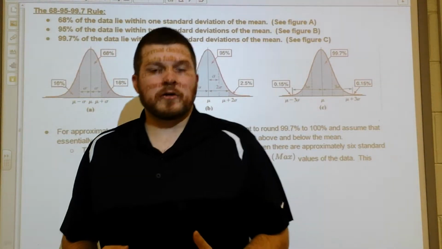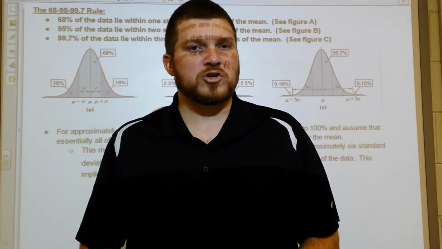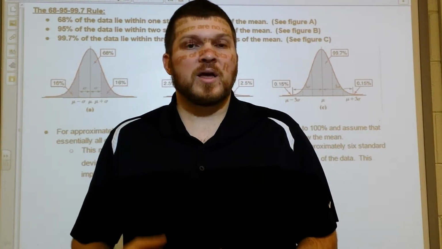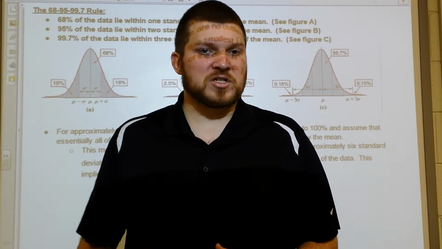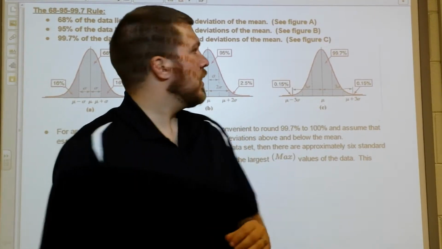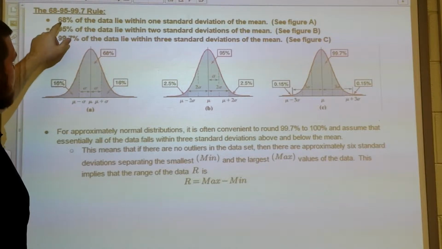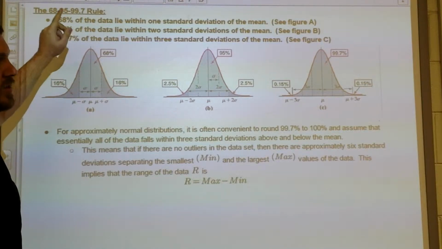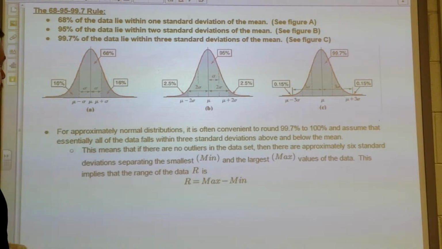Alright, so in this video we're introducing some new rules that are true for every normal distribution, even approximately normal data. It's the 68, 95, 99.7% rule. Very important rule, make sure you know it. Essentially what this rule tells us is that 68% of the data in a normally distributed data set is going to lie within one standard deviation of the mean. See figure A right here.